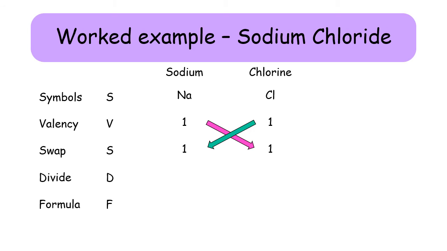It's still 1 under sodium, 1 under chlorine. We have to ask ourselves, can we divide these numbers to make them smaller? And the answer is no. So we're just going to write the same numbers again. And now we can write our formula.